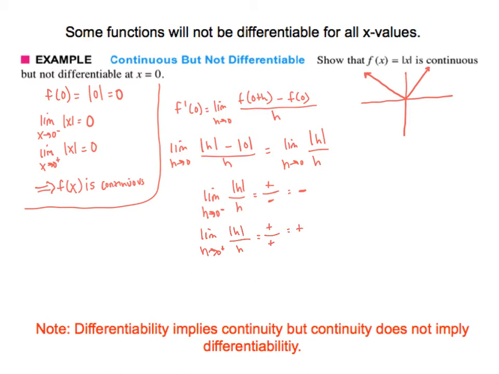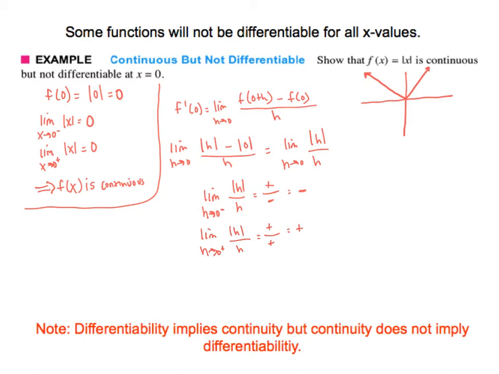Now, because I do not get the same answer here at the end, that would imply that it is not differentiable, right? The limit definition came up with two separate answers saying that we do not have something that is differentiable at this moment. Okay. The reason that I just got a -1 and a 1, or a negative and a positive, is because the idea of these two lines are coming together with slopes that are different, right?